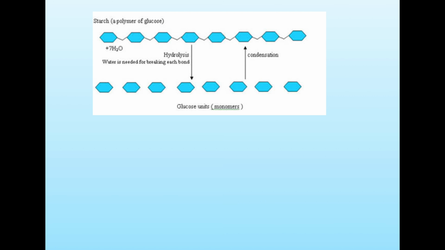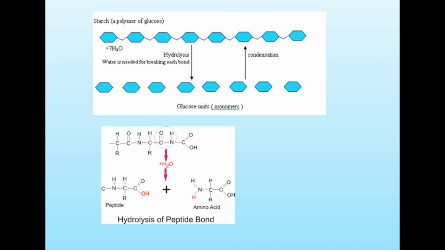Here's an abbreviation of the process. Look, this would be starch. This would be my carbohydrate, and it's broken up into simple glucose monomers. This is my protein, and obviously you're adding water, and it's broken up into its amino acids.